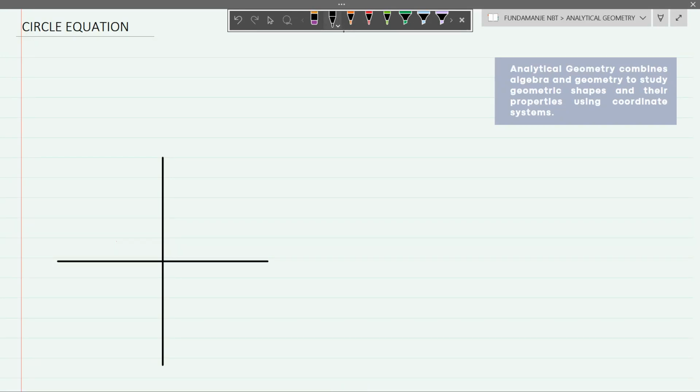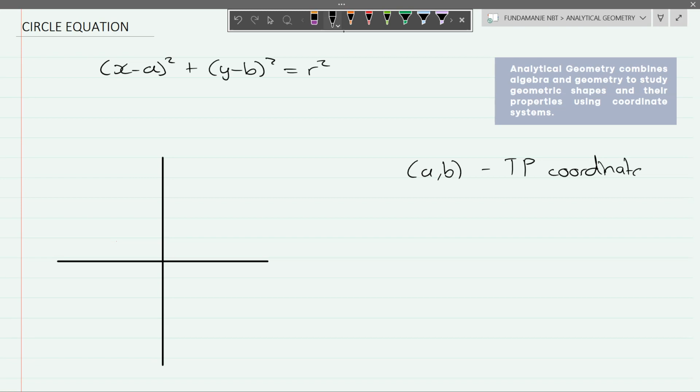Hi, in this video I want to talk about the circle equation in analytical geometry. Now the equation has the following format: (x − a)² + (y − b)² = r², where a and b are the turning point coordinates, and r is the radius of our circle.